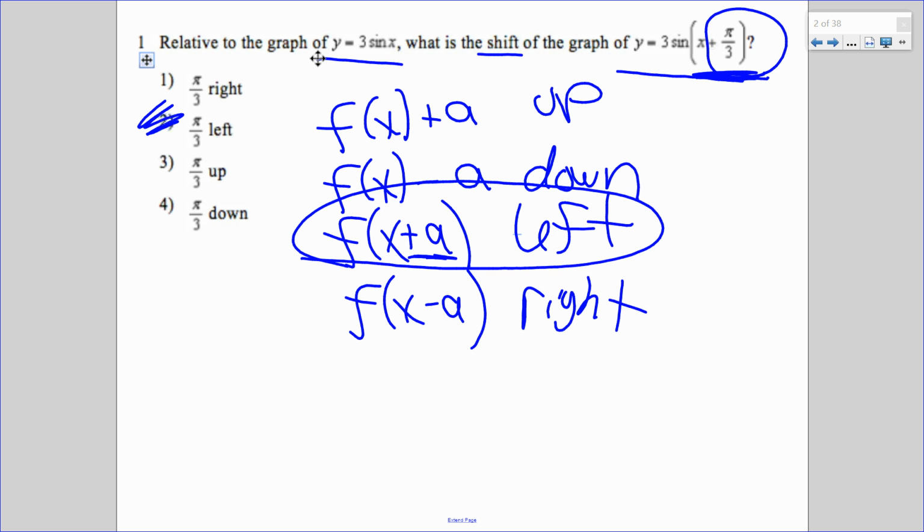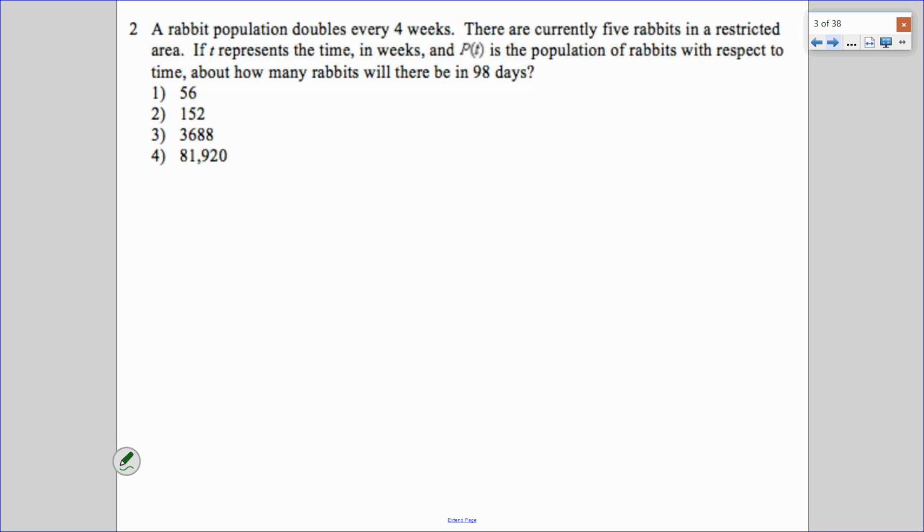Nice, fun start. Number 2, we're going to do this very carefully. A rabbit population doubles every 4 weeks. This is my time that's irregular. It's kind of like half-life, except it's not half, it's double. So, know your modeling exponential formulas.